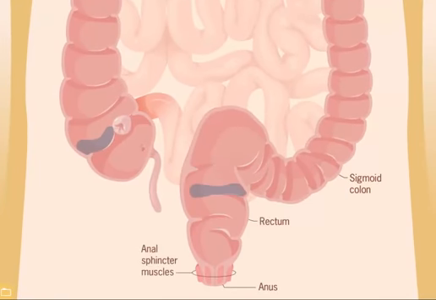The anus contains anal sphincter muscles that remain tightly closed until neural input causes the rectum to widen. Then the stool descends, the anal sphincter relaxes, and defecation occurs.